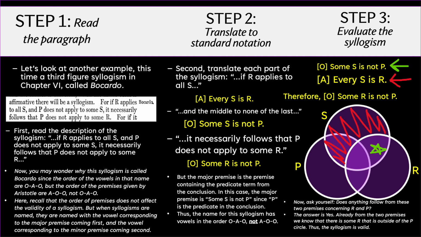But there's another way, which is also easy to understand Aristotle's text, in which you don't have to rely on marginalia, and you don't have to rely on knowing what chapter you're reading. You just read the text itself, and you'll know what it means. This method follows two steps. First, you read the paragraph. Next, you break it down into standard notation through translation. And then finally, you evaluate it using the Venn diagram method.